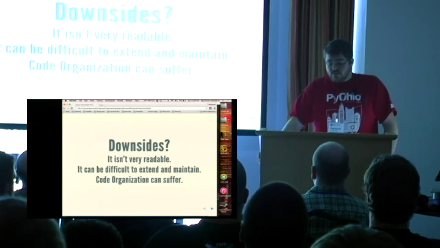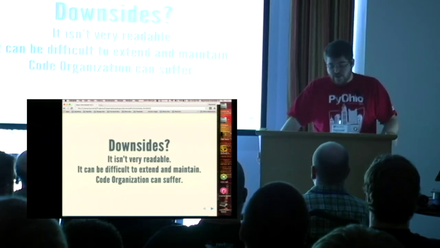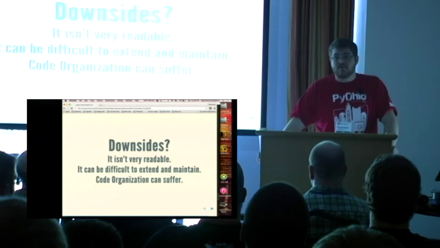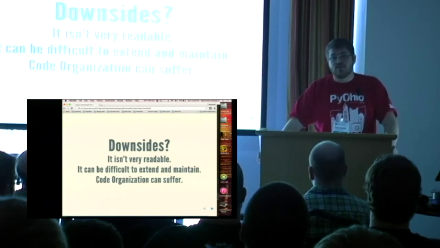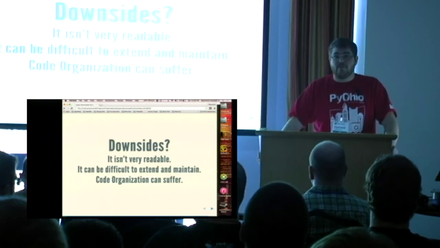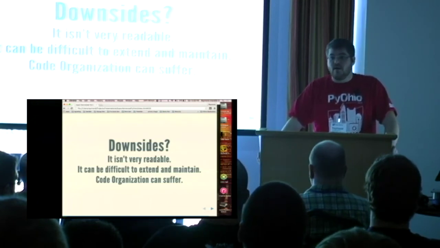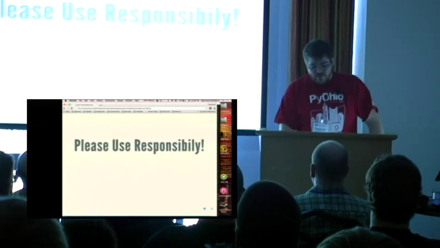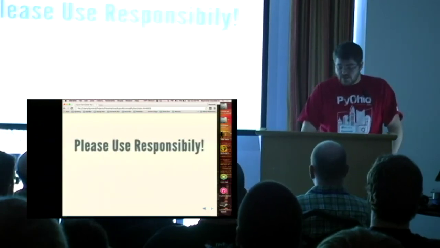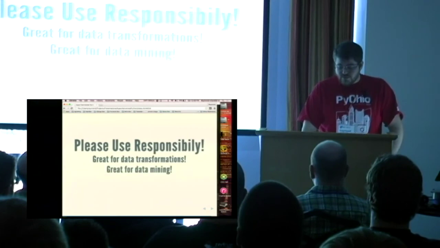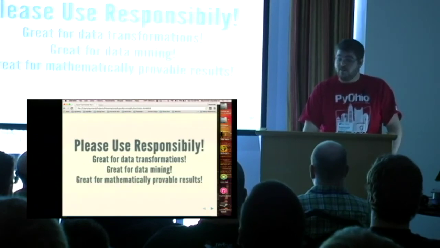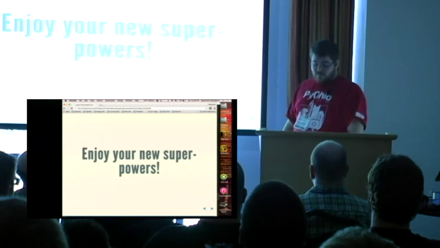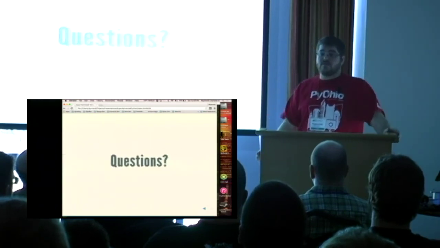When you start getting into it, and hopefully in the next talk I give on this, you can do some really gnarly looking stuff with dictionaries and functions that map to other functions within dictionaries using a functional style. So use this responsibly. It's great for data transformations, great for data mining, great for mathematically provable stuff, and it'll give you superpowers. Any questions?